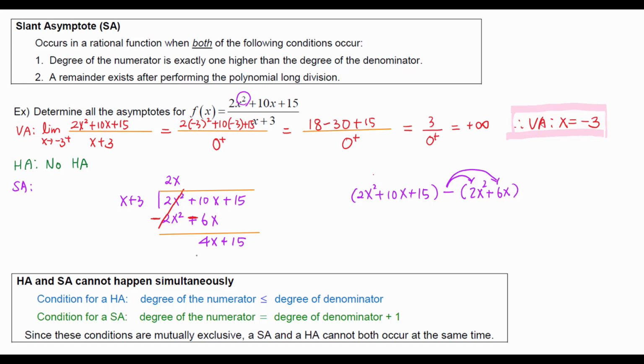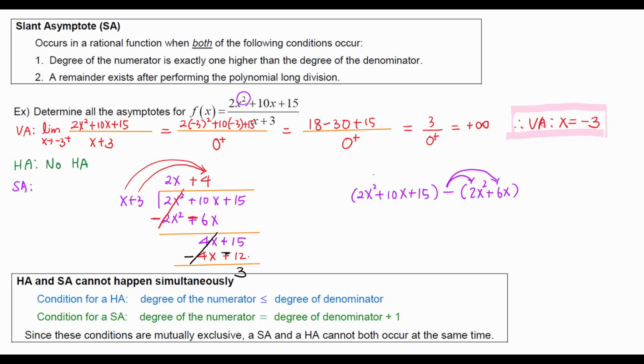X times what is 4x? That will be positive 4. So now multiply. X times 4 is 4x. 3 times 4 is positive 12. Again, you're going to subtract top polynomial minus the bottom polynomial, which will change the bottom polynomial's signs to opposite. So positive 4x becomes negative 4x, positive 12 becomes negative 12. Now you can just add. So 4x minus 4x becomes 0. 15 minus 12 is 3.